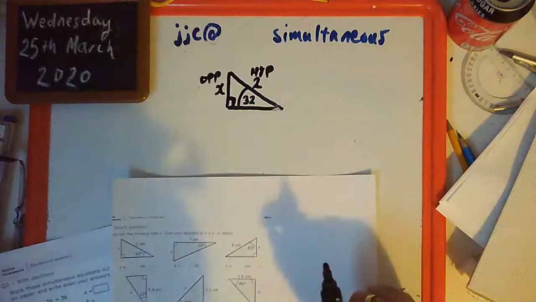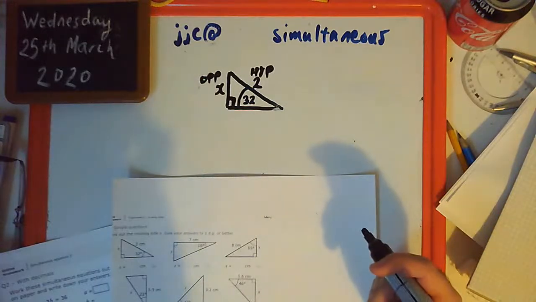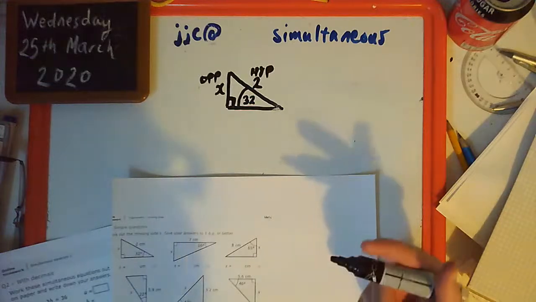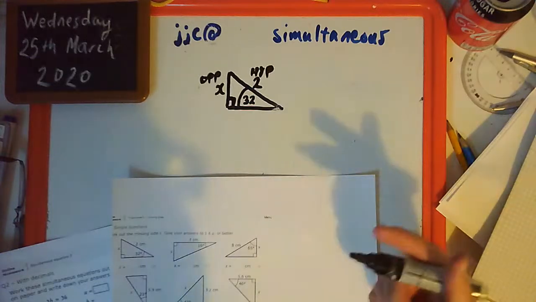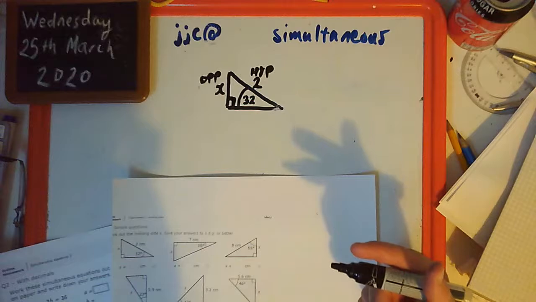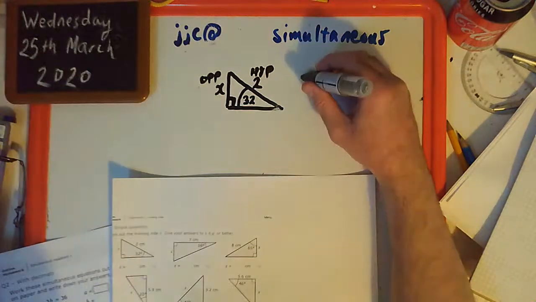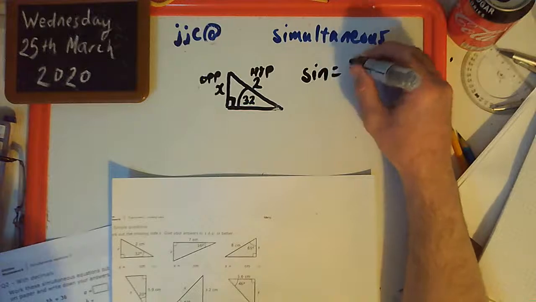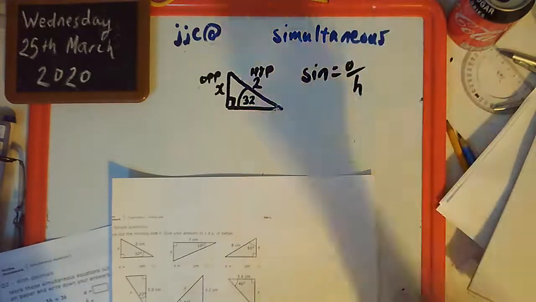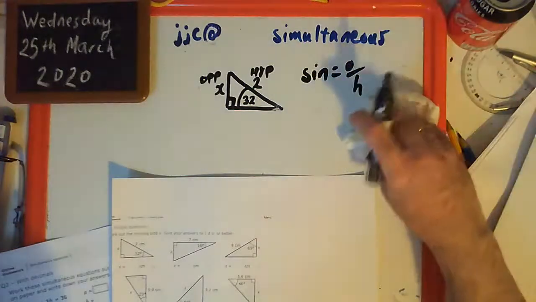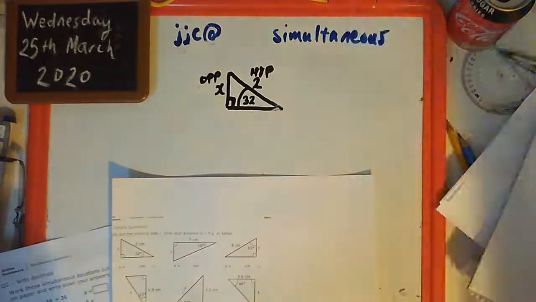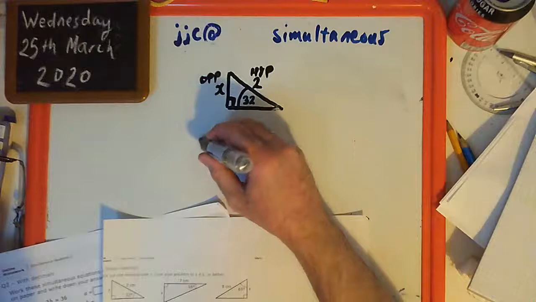And the next thing we do is we remember our trig ratios, and then we say, okay, I've got the opposite and the hypotenuse. Is it sine, cos, or tan that has opposite and hypotenuse? So that's sine equals opposite over hypotenuse. So having identified it as a sine problem, then we stick in everything we know.